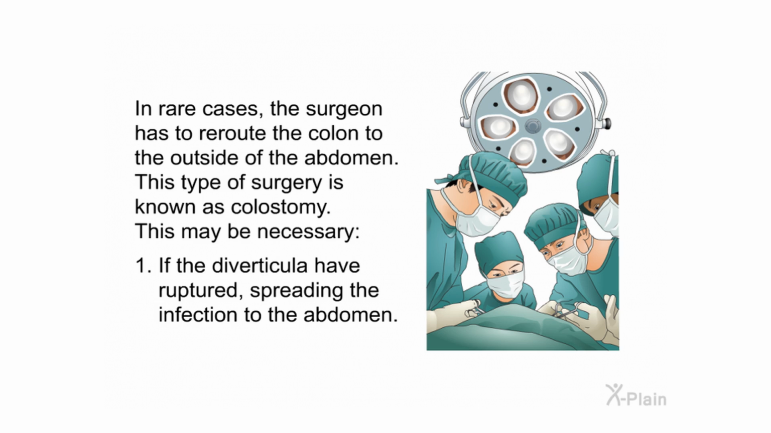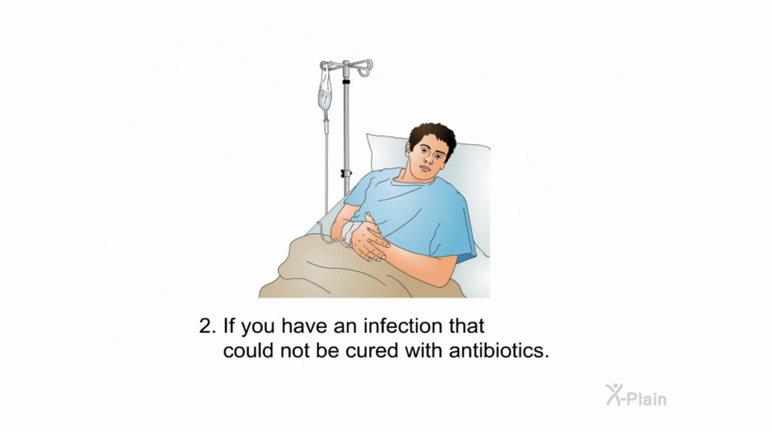In rare cases, the surgeon has to reroute the colon to the outside of the abdomen. This type of surgery is known as colostomy. This may be necessary: 1. If the diverticula have ruptured, spreading the infection to the abdomen. 2. If you have an infection that could not be cured with antibiotics.